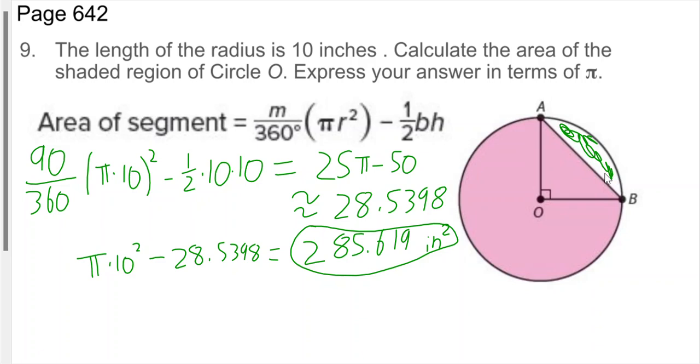I don't want the area for that. I want the area for everything but that. So I'm going to take the area of the entire circle, which is pi r squared, minus the area of this segment, and then I get 285.619 inches squared.